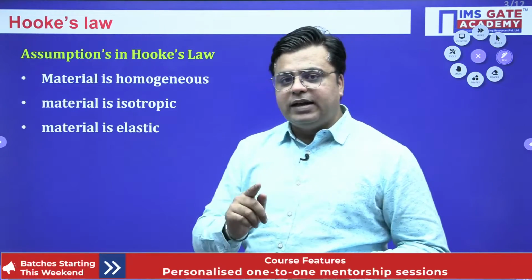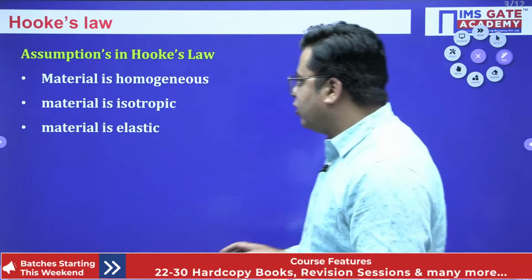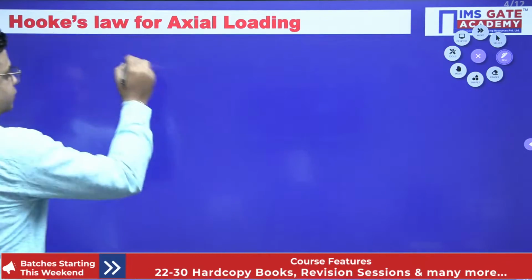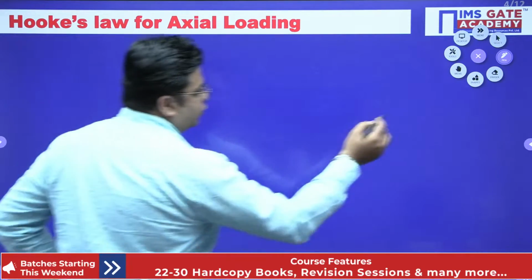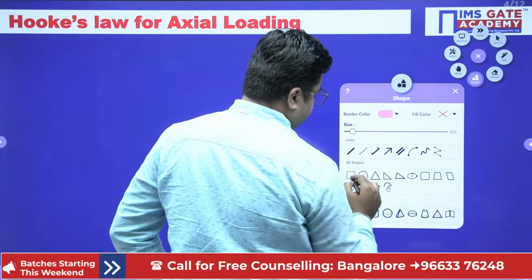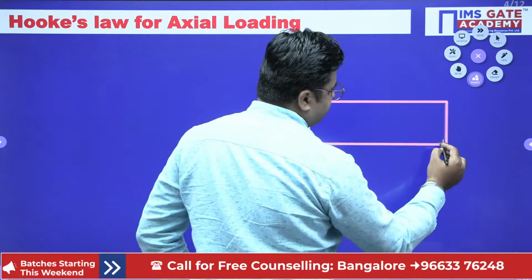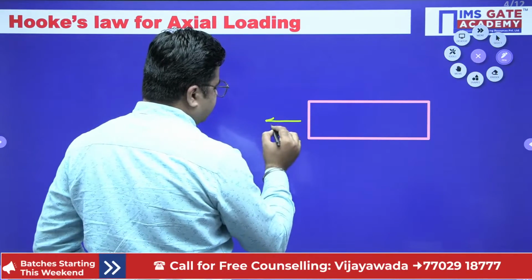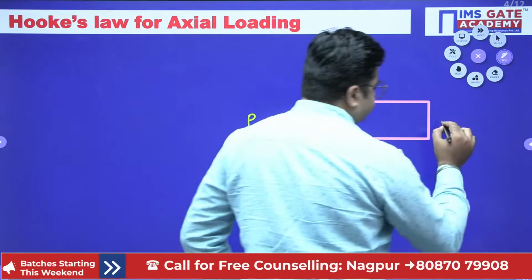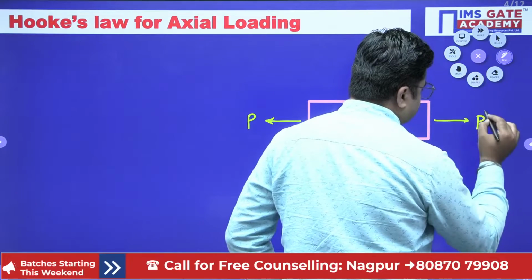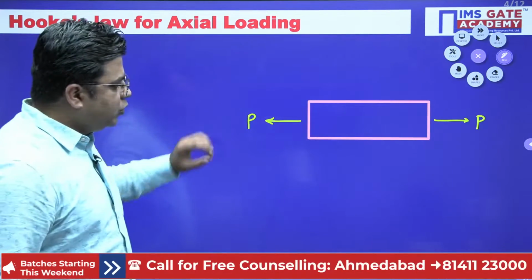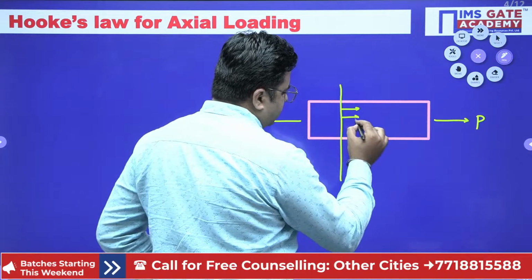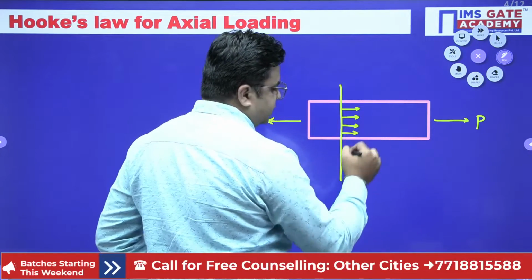Hooke has given a relation between stress and strain. Now, looking into what we mean by Hooke's law, suppose this is the case of axial loading. You have an axial loading like this, and the load is acting like this. This is my load P. Due to this axial load, there will be some internal resisting forces that are developed. So this is the internal resisting force.